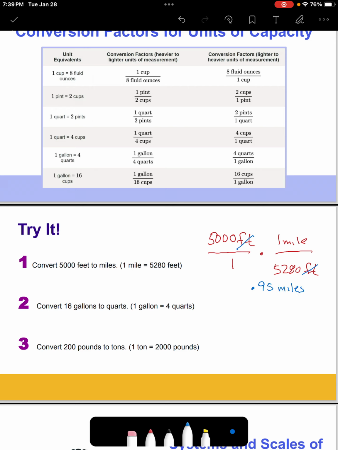Okay, let's convert 16 gallons to quarts. So let's start with 16 gallons over 1. And we want to go to quarts, so we're going to make the gallons cross off. That means since the gallons are on top, to make them cross off, they have to be in the denominator on the other fraction. So 1 gallon is down here for 4 quarts. So now notice what happens is your gallons cancel. So 16 times 4 is 64 quarts. Hope this is making sense to you. So that's how you use your conversion factors. These are some good examples for you to look at later on.